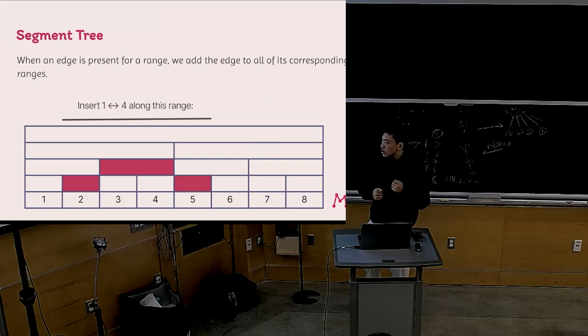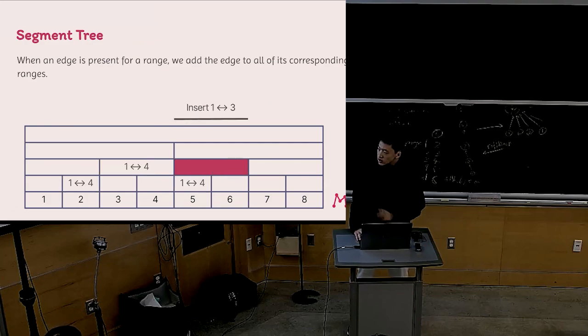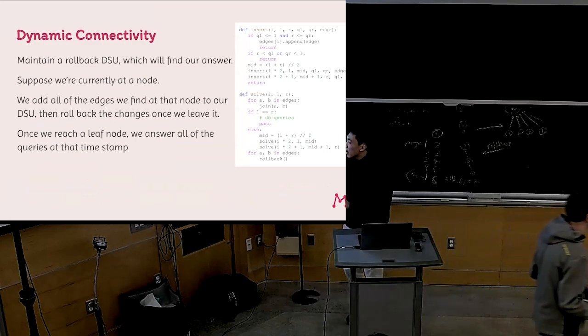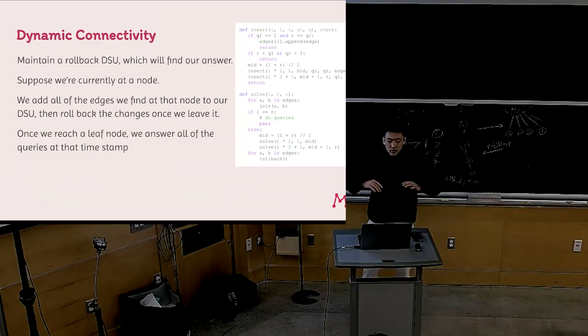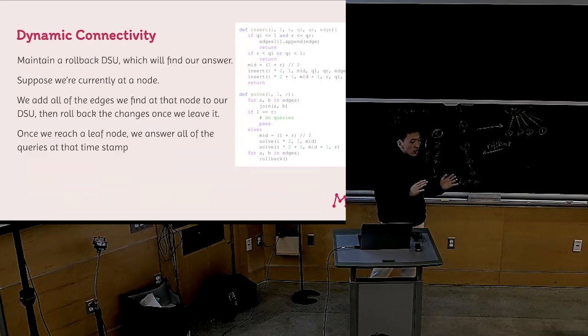For example, if you were doing a query, those are the blocks you would look at to answer your query. And so what ends up happening is we just insert the edge into each of these blocks. Here we've inserted 1 to 4 into those blocks. Here we insert 1 to 3 into this block. If an edge is at a node, it is active over the entire range from the left endpoint of that node to the right endpoint of that node.